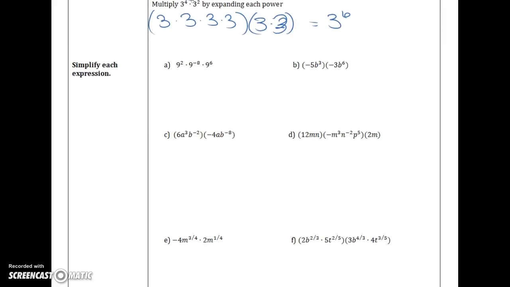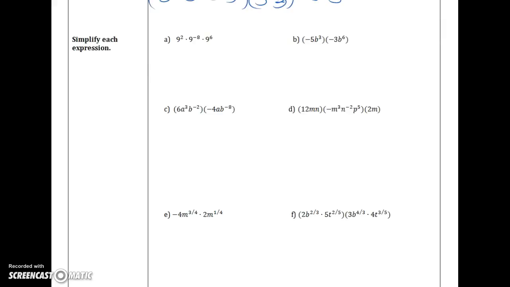Okay, let's put that into practice. Simplify each expression. I have 9 squared times 9 to the negative 8 times 9 to the 6th power. So just to take these two, I have 9 squared times 9 to the negative 8. If I add them up, I'm going to have 2 plus negative 8 is negative 6, times 9 to the 6th power.